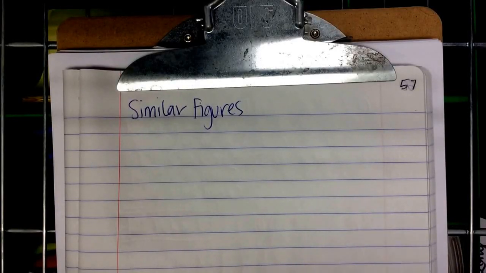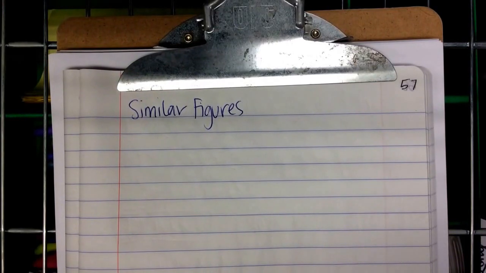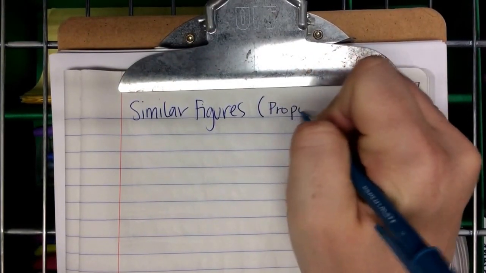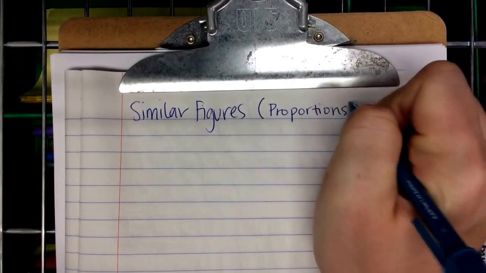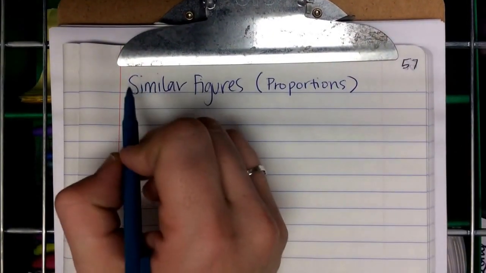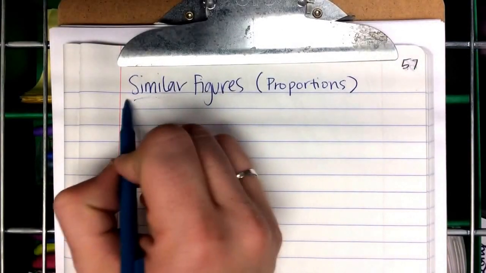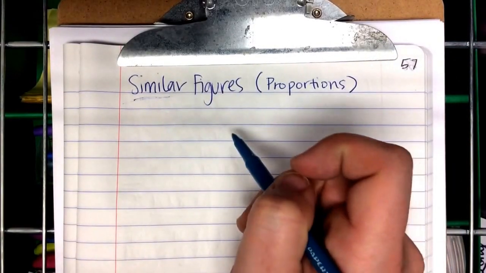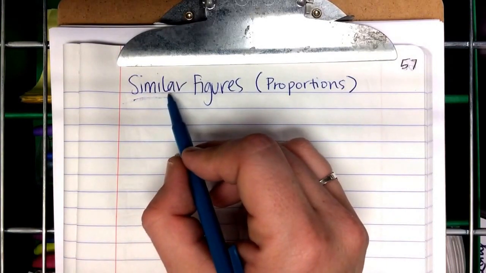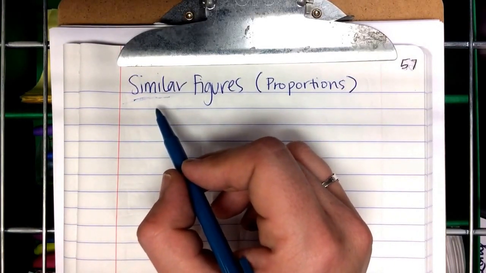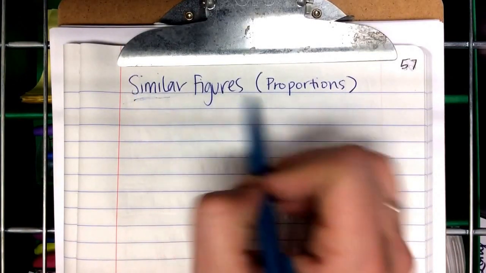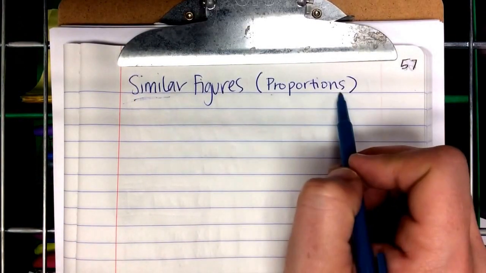So similar figures. Similar figures deal with proportions. Similar means they're not the same. They're not equal. They're not congruent. They're similar. They look the same, but one's bigger or one's smaller. Similar means that they're proportional.